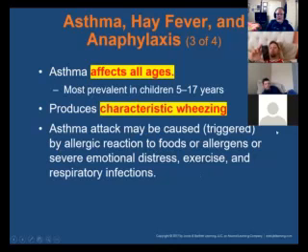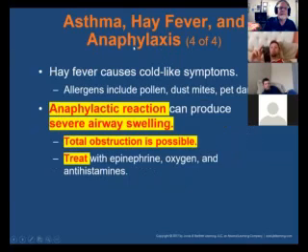It could be breathing cigarette smoke. Exercise can even trigger an asthma attack. Foods, or this is a big one, getting a respiratory infection. Developing bronchitis, that infection and inflammation of the bronchioles, could trigger an asthma attack.